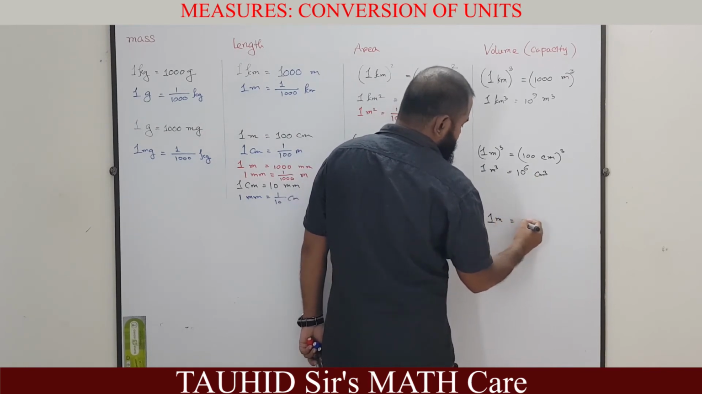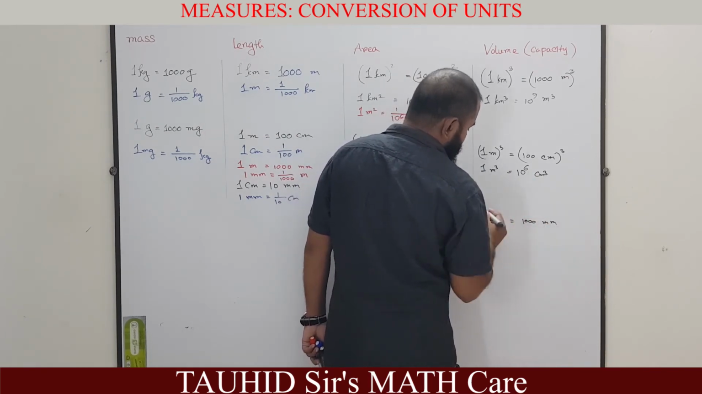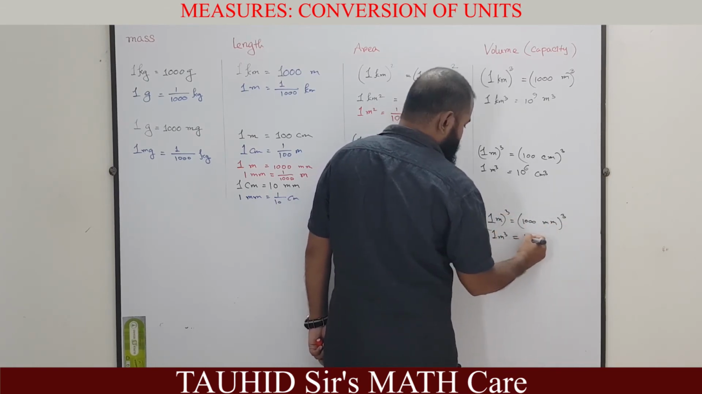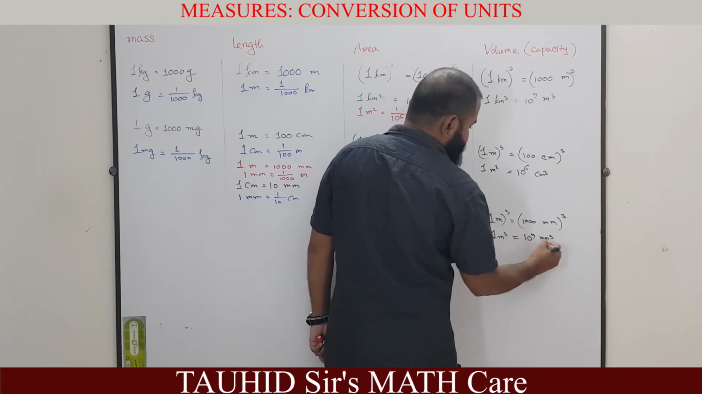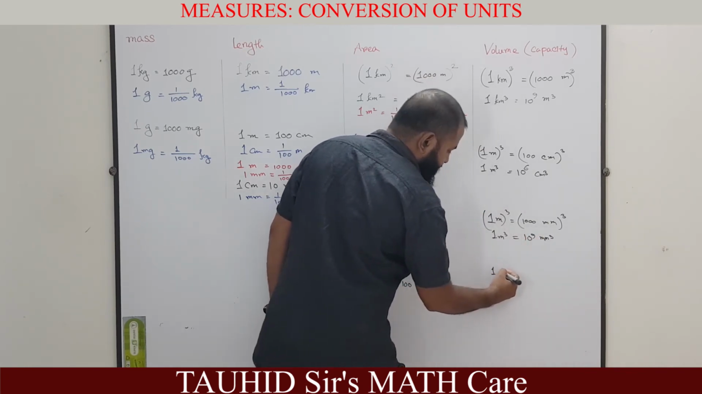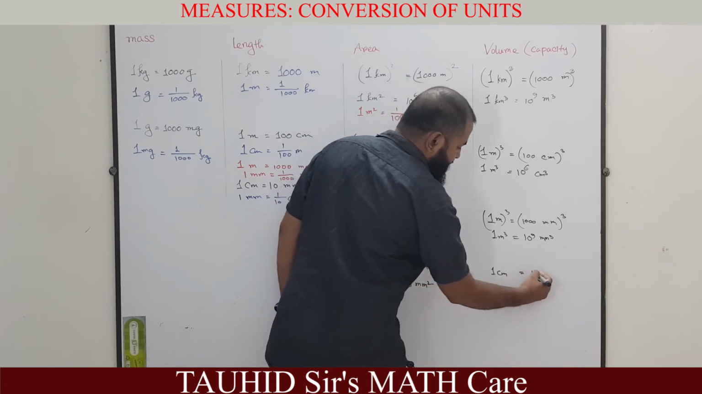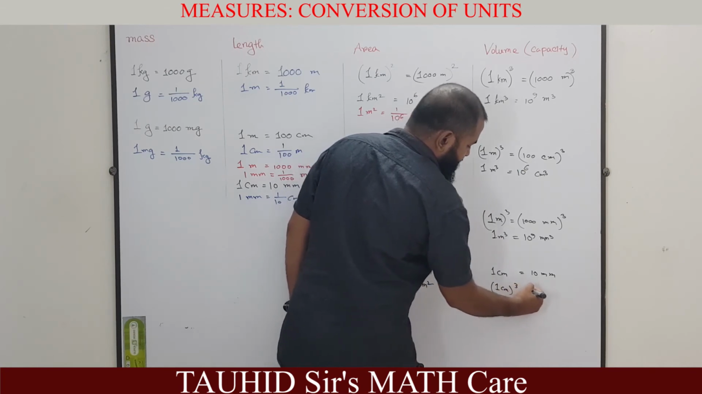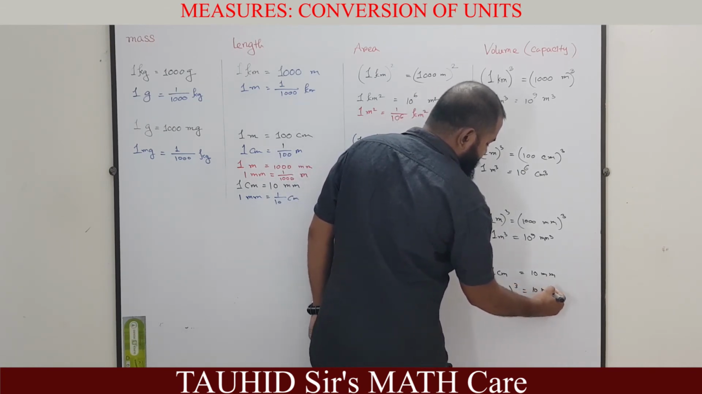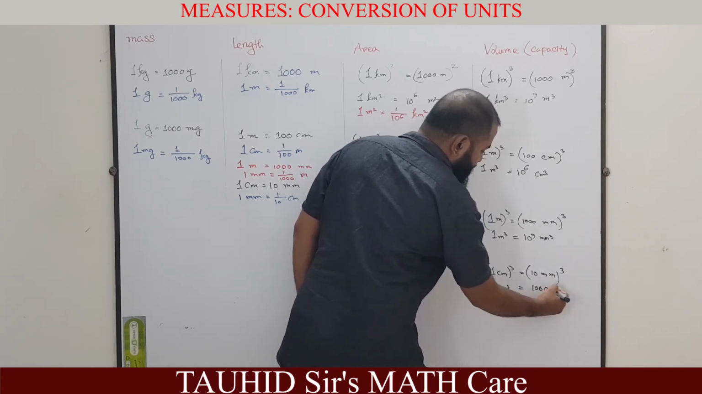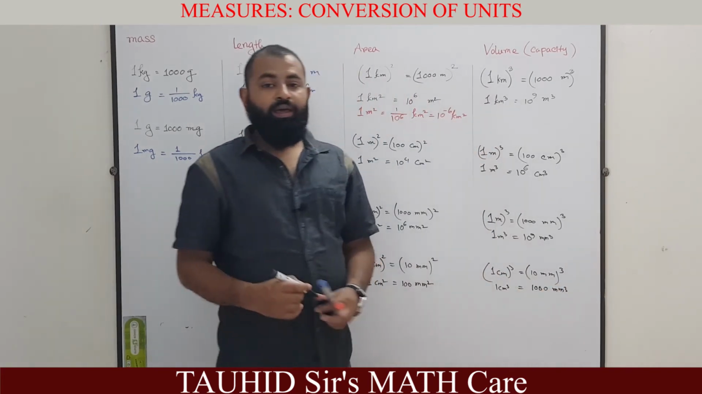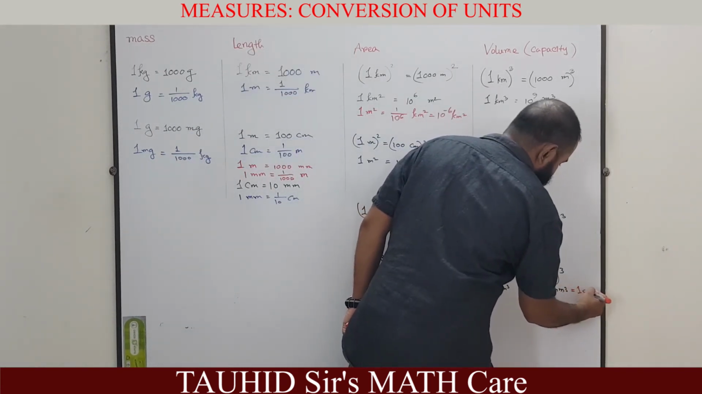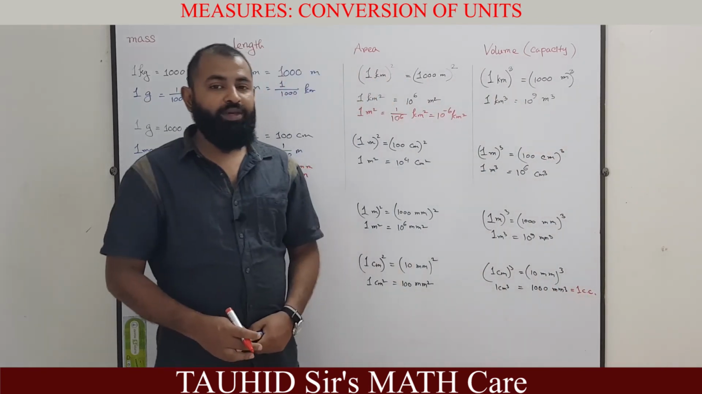1 meter equals 1000 millimeter. 1 meter whole cube equals 1000 millimeter whole cube. 1 meter cube equals 10 to the power 9 millimeter cube. And 1 centimeter equals 10 millimeter. Therefore 1 centimeter whole cube equals 10 millimeter whole cube equals 1000 millimeter cube. The unit centimeter cube is also called cc. cc stands for cubic centimeter.